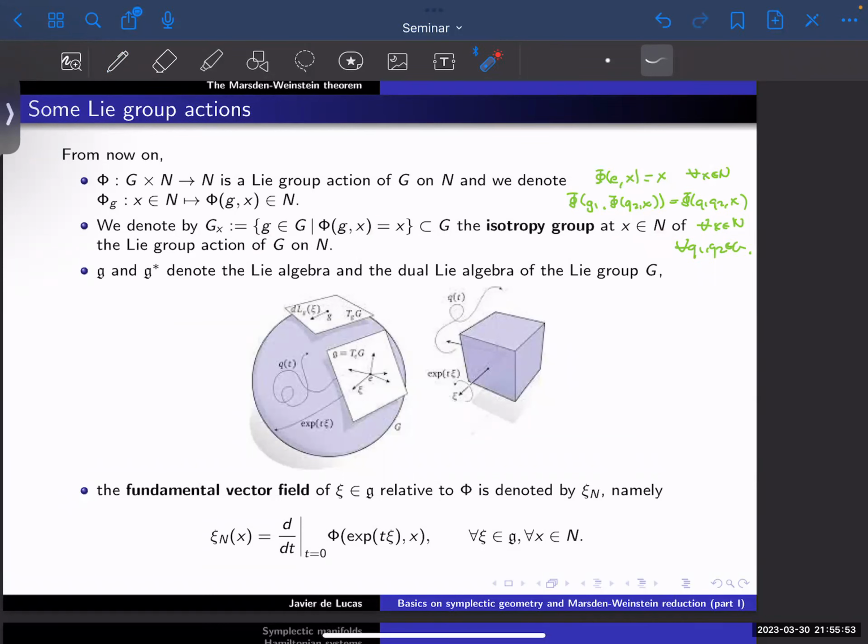Then there are the orbits of the Lie group action, that is the set of points that can be reached by acting with any element of the group on the point.